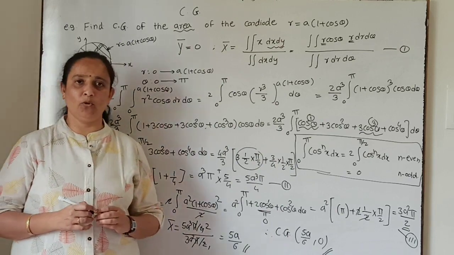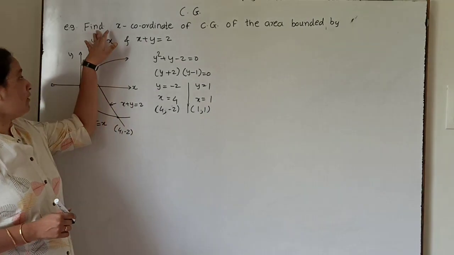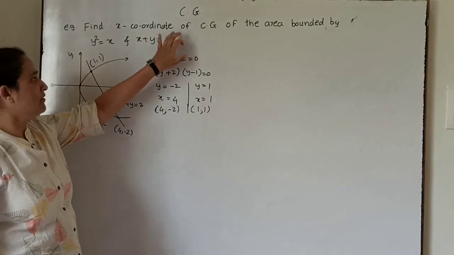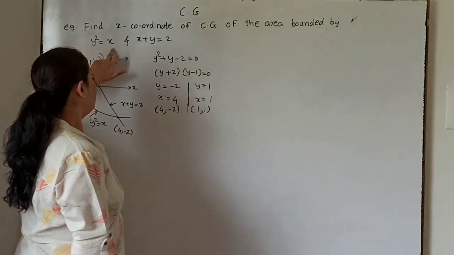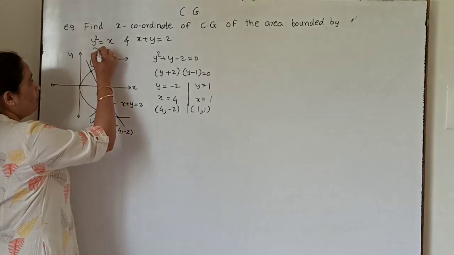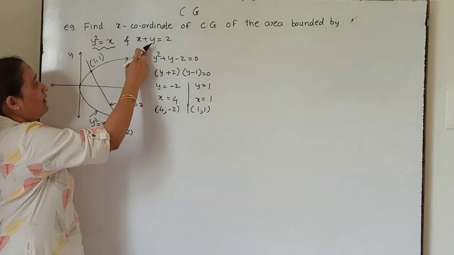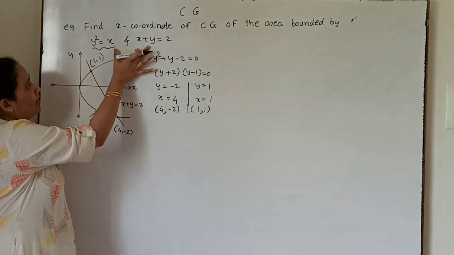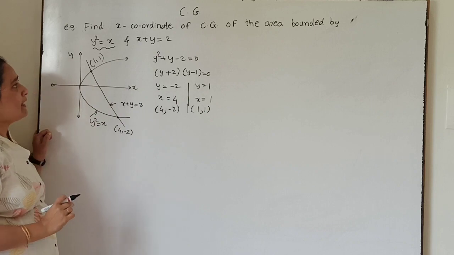Now we will take one more example. We want to find the x coordinate of center of gravity of the area bounded by y square equal to x and x plus y is equal to 2. Y square equal to x is a parabola symmetric about the x axis, and this is the line. First we will find the point of intersection of this parabola and line. You have to solve these two equations simultaneously.